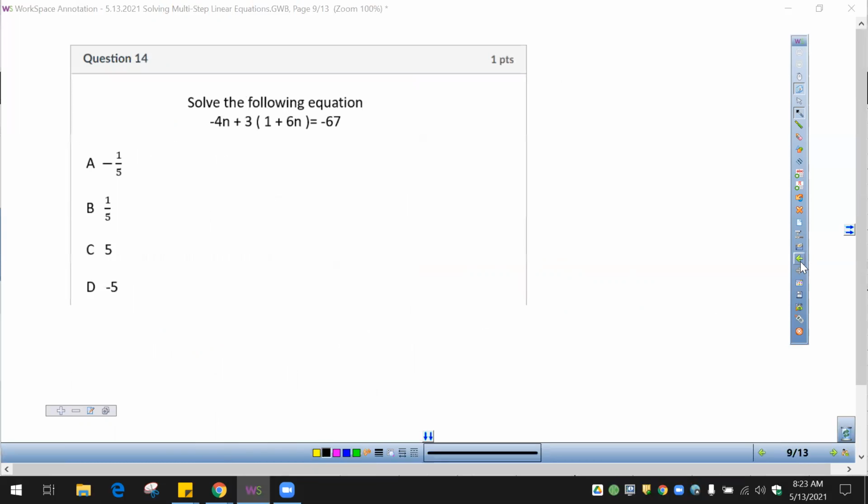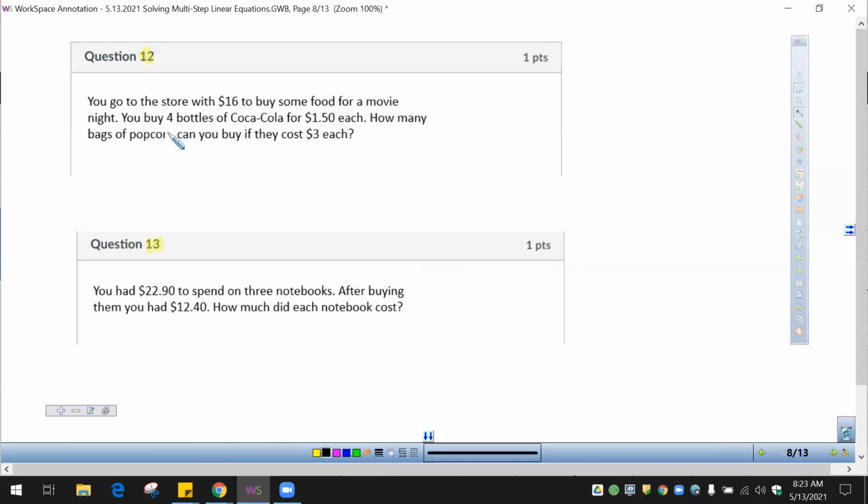So we'll do number 12. So you're just reading and setting it up. So it says you go to the store with $16 to buy some food for a movie. So you buy 4 bottles of Coca-Cola for $1.50 each. How many bags of popcorn can you buy if they cost $3 each? So for sure, you're gonna have a total of $16 to spend. You bought 4 bottles of Coke for $1.50, so you spent $9, yeah, no, $10, I think.